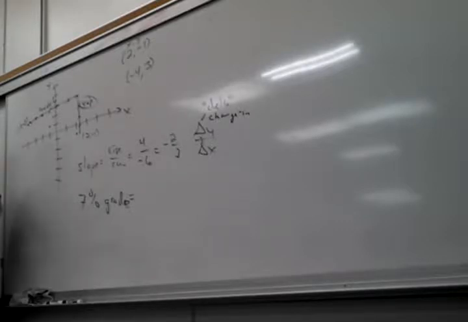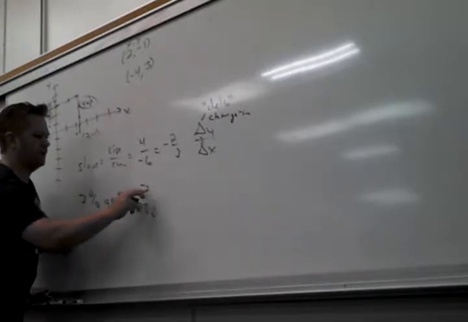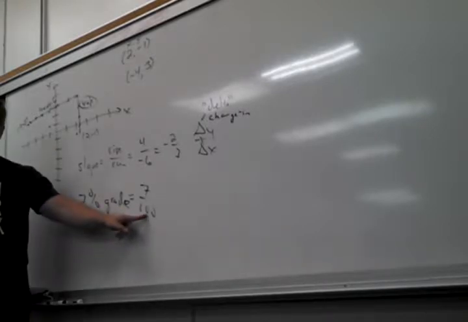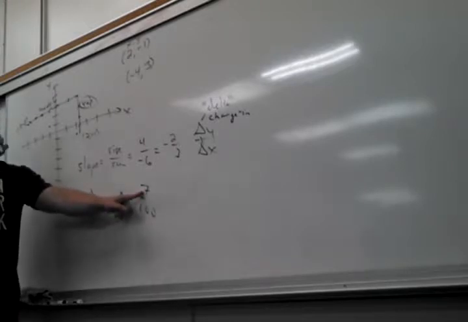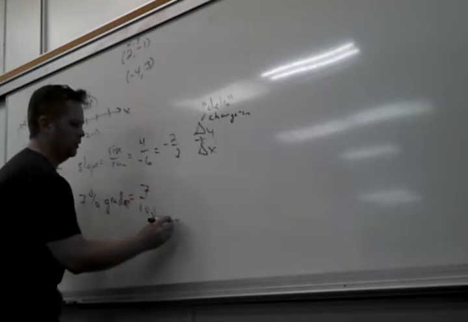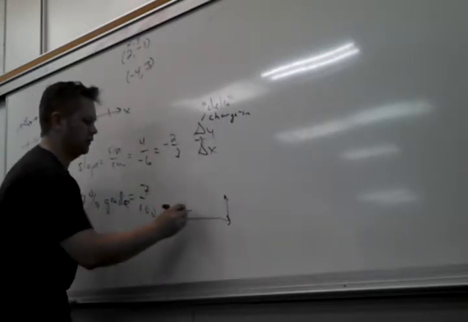7 over 100. So that means for every 100 feet forward, because this is run, I would go up or down, depending on which way I'm going, 7 feet. So if I'm going up, for every 100 feet over, I go up 7.